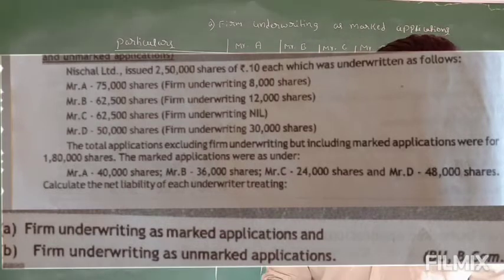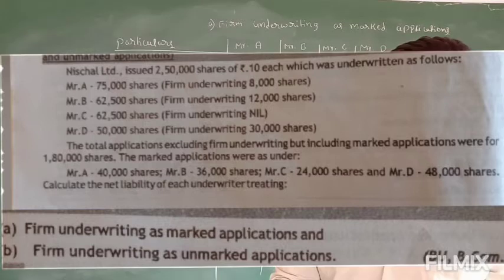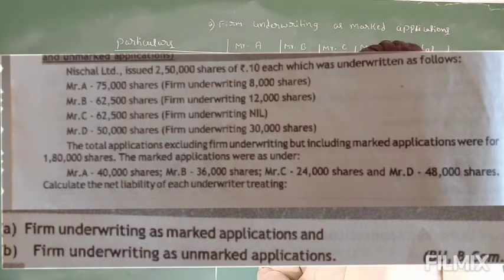Then the total applications excluding firm underwriting but including marked applications were for 1,80,000 shares. We have to underline that sentence: total applications excluding firm underwriting. So our first working note is to find the total subscription by adding firm underwriting to that. They have also given marked applications: A 40,000 shares, B 36,000 shares, C 24,000 shares, and D 48,000 shares.